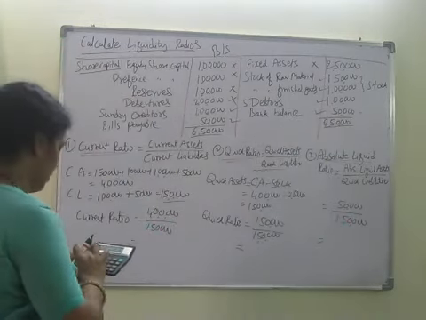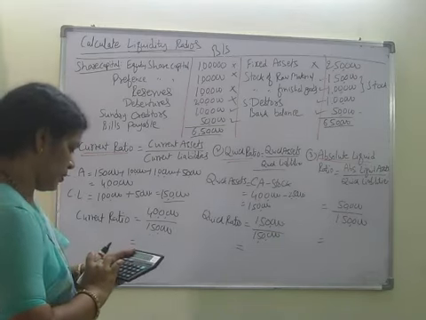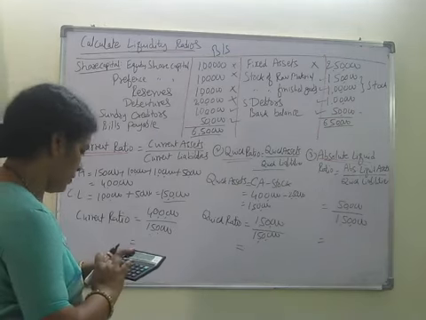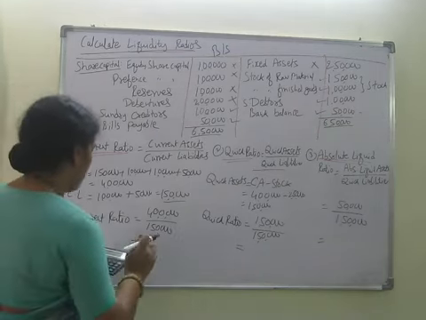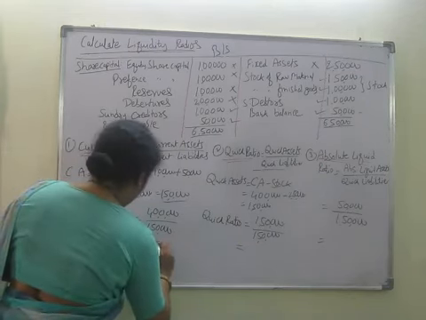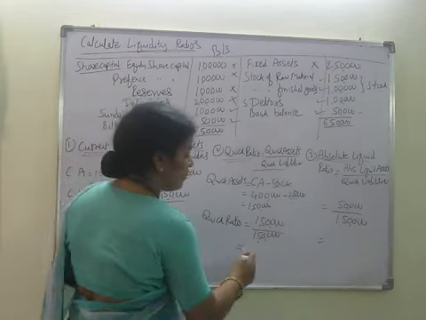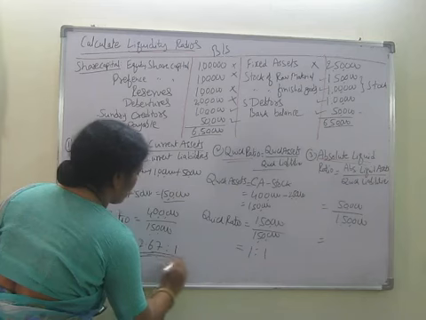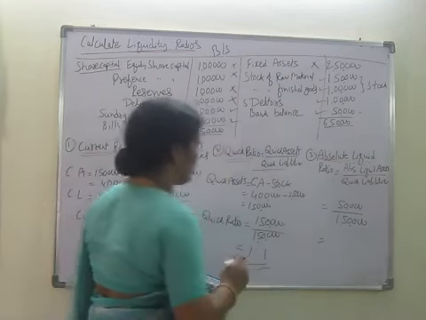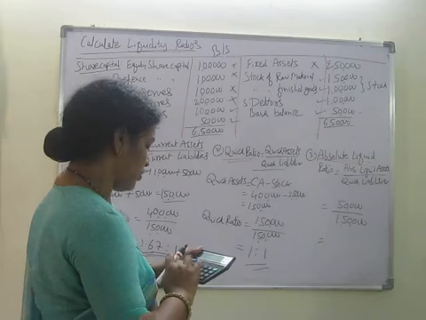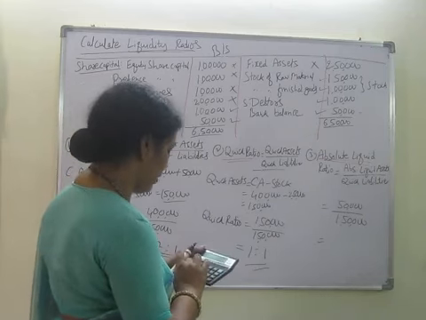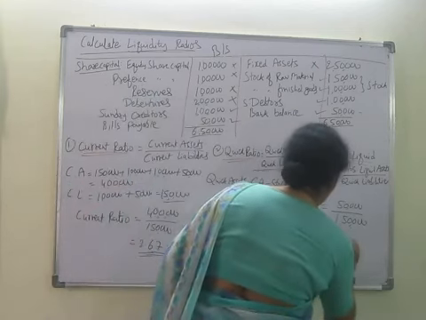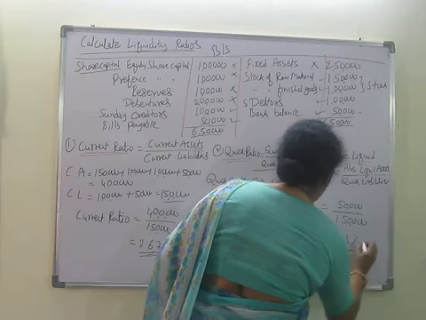So we'll do this calculation. Current ratio: 4 lakh divided by 1,50,000 comes to 2.67:1. Quick ratio: 1,50,000 by 1,50,000 means 1:1. And the third one, absolute liquid ratio, is 50,000 divided by 1,50,000. This is 0.33:1.